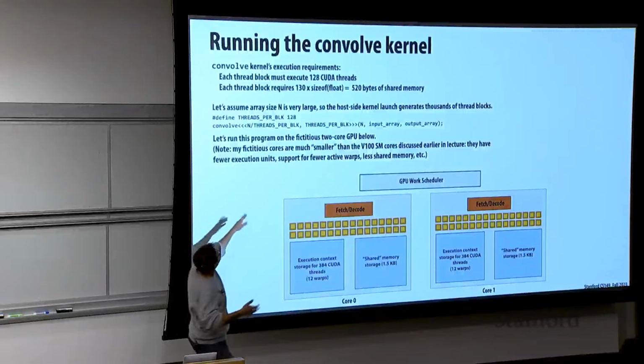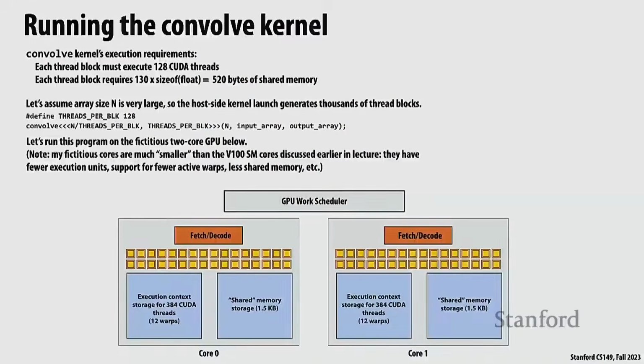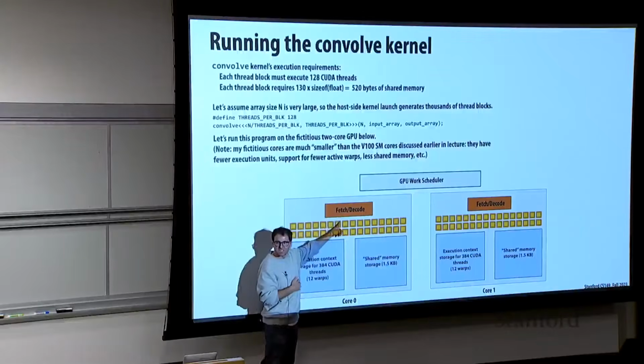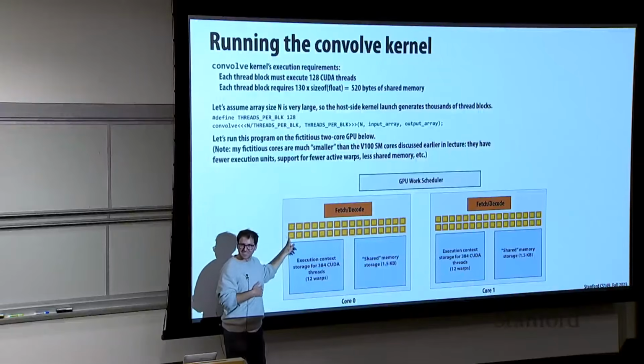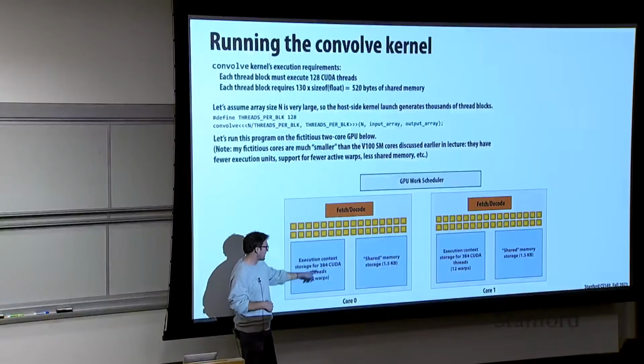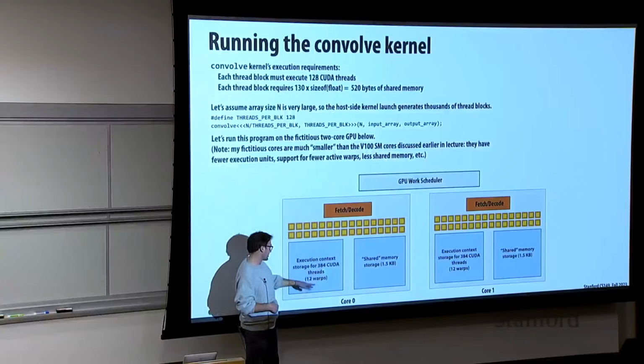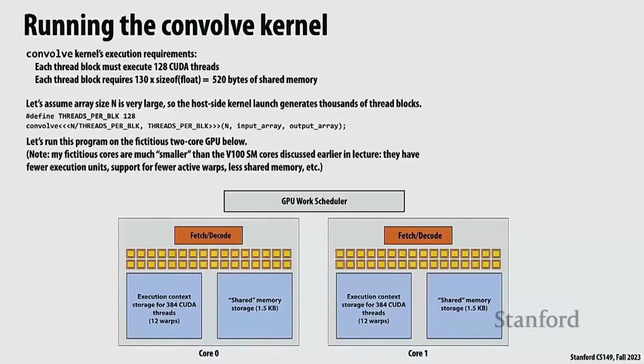We write a program. We have all of these thread blocks. We need 512 bytes of storage. And let's imagine a very simple GPU, not the thing I just showed you, which can run one instruction per clock, has 32 wide SIMDs, so I drew it out, and has execution context per SM core for 384 CUDA threads, which is 12 warps.